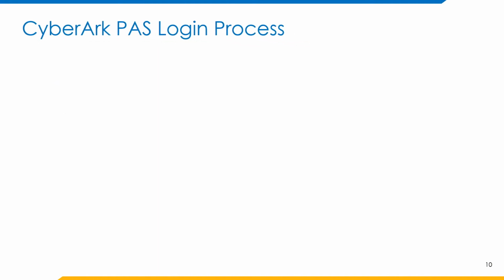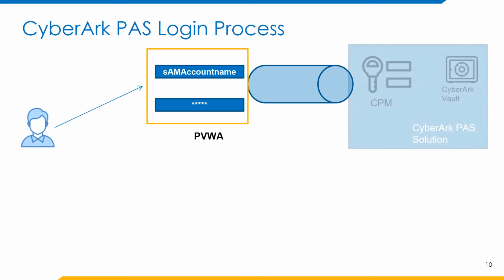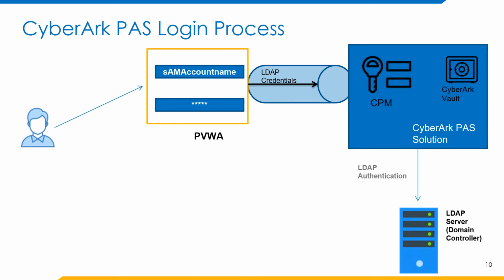Let's take a look at the CyberArk login process. An LDAP user tries to authenticate in the PVWA using his SAM account name and his password. These credentials are then transported to the CyberArk PAS solution using CyberArk's internal VPN. These credentials are then validated against the LDAP server or a domain controller. And on successful authentication, the CyberArk PAS solution sends a response to the PVWA that authenticates the user.